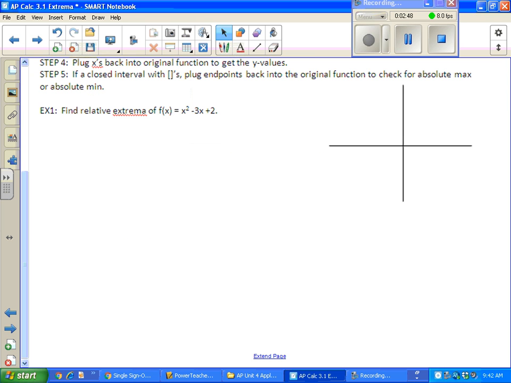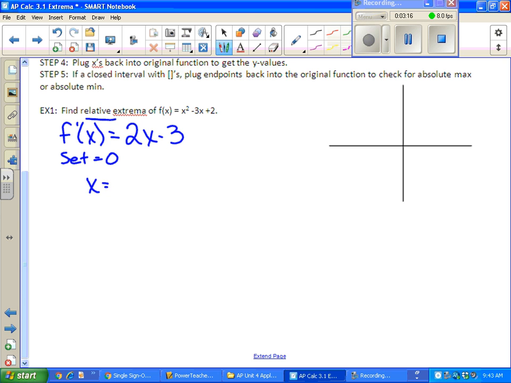All right, let's see if we can find relative extrema of the function x squared minus 3x plus 2. Does that look familiar? Yeah. Didn't we just do this one? Yeah. Okay, this time it says relative extrema. We actually do know a little bit about this because if we take the first derivative, 2x minus 3, and set it equal to 0, we know that x is equal to 1.5.